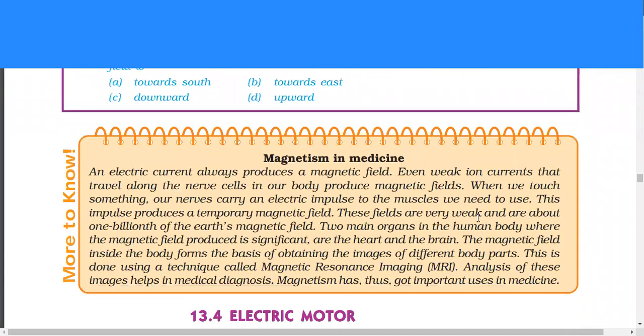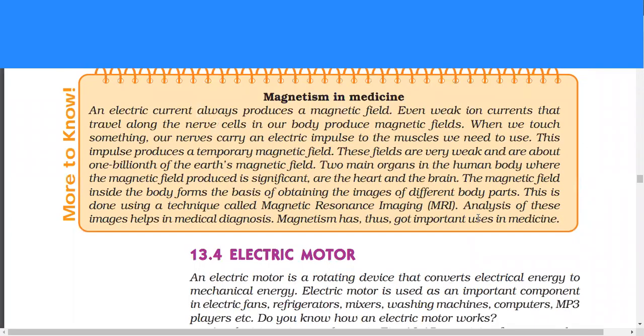More to know. Magnetism in medicine. An electric current always produces a magnetic field. Even weak ion currents that travel along the nerve cells in our body produce magnetic fields. When we touch something, our nerves carry an electric impulse to the muscles we need to use. This impulse produces a temporary magnetic field. These fields are very weak and are about 1/1000th of the Earth's magnetic field.